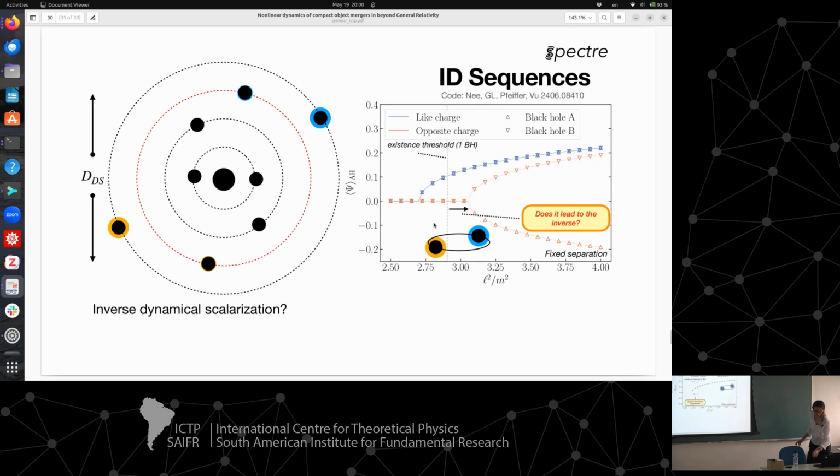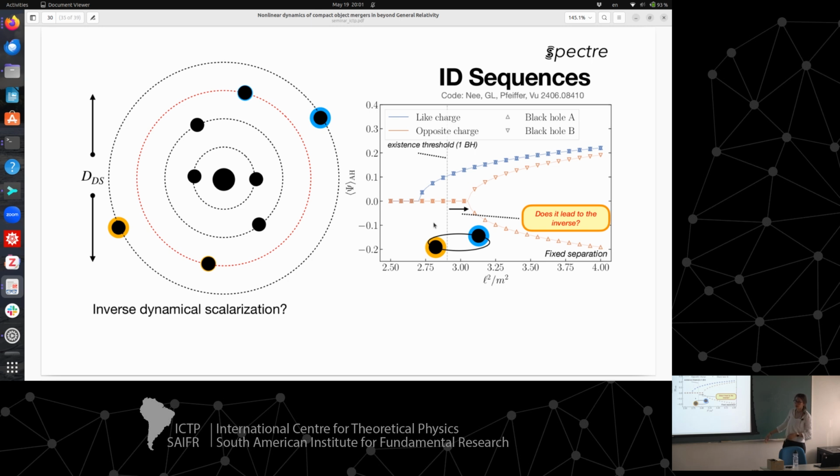But what we want to look at instead is the case where the black holes are oppositely charged. Here, what we find doing those initial data sequences is that the shift happens in the opposite direction. So the question is, do you get something like the inverse of dynamical scalarization? This would mean you start with two oppositely charged black holes, but then at some point, when they get closer than a certain length scale, they would lose their scalar pair, and then you would just recover GR, which is what this picture seems to indicate.